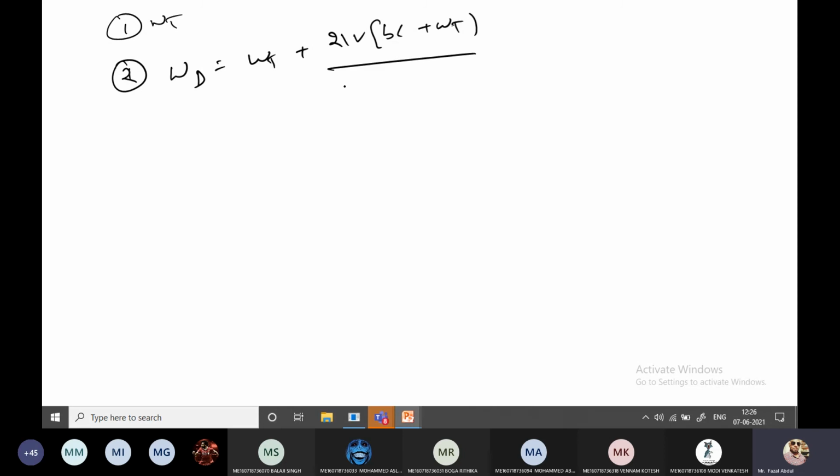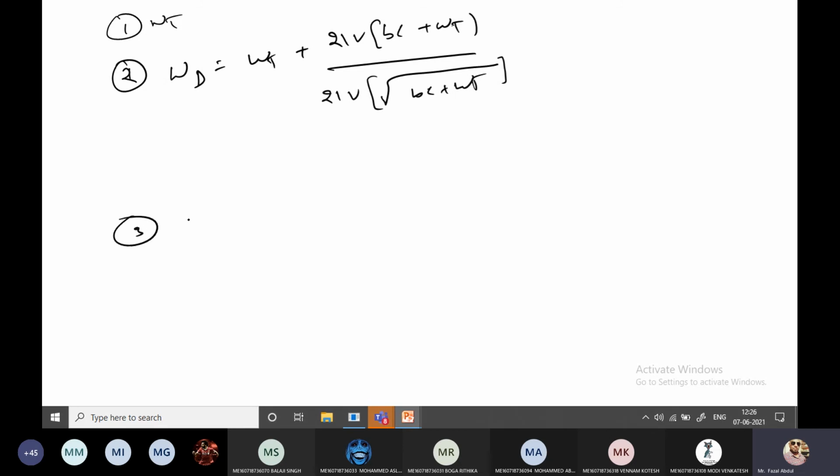Now in the previous cases, in the helical gear and spur gear, whatever loads we found, dynamic load, static load, wear load, the same we have to find out here also. First one is the tangential load, WT. Second one is the dynamic load. The dynamic load equation is the same as usual: WT plus 21V into (BC plus WT) by 21V into square root of (BC plus WT). So these are the same equations as in a spur gear. There is no change for the dynamic load.